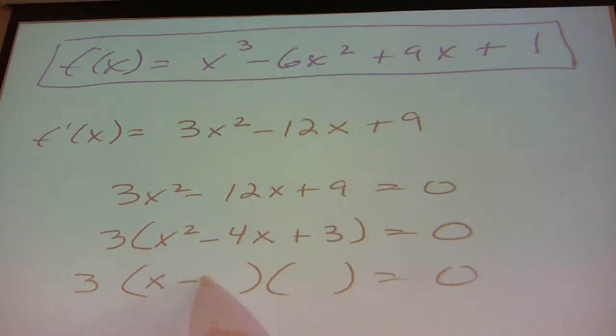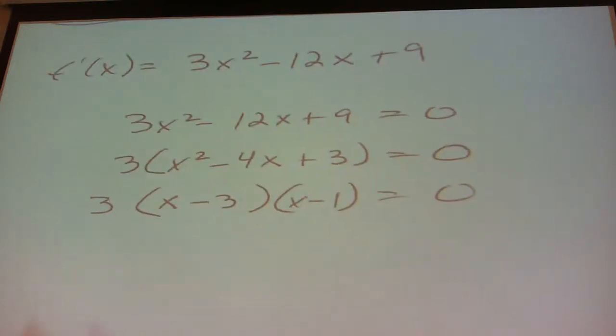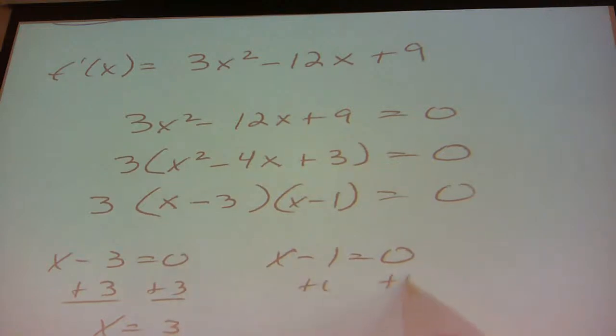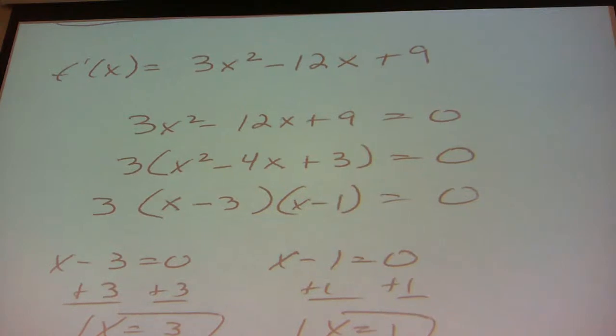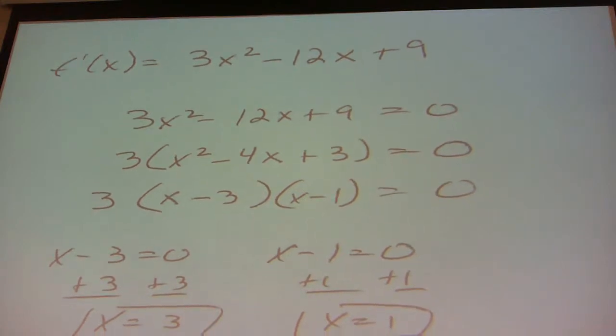And you said x minus 3, x minus 1. Factoring. Then you set each piece equal to 0 and solve. You get x equals 3. You get x equals 1. Stop there.